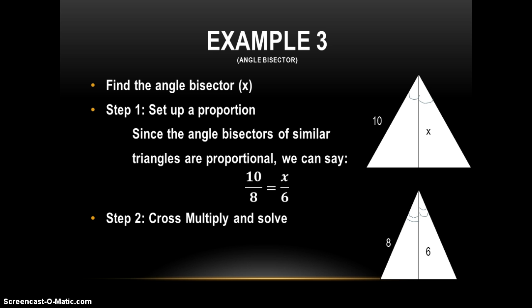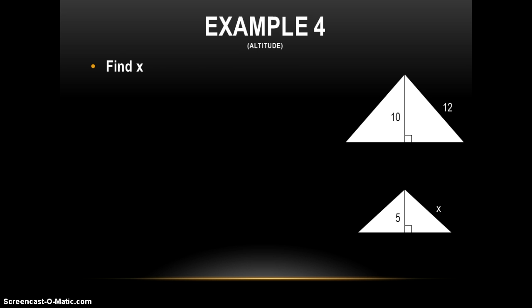Step 2, we're going to cross multiply and solve. So we'll have 10 times 6 equals 8 times x, 60 equals 8x, and x equals 7.5. Our last example is with altitudes, so we want to find x. So we set up a proportion.